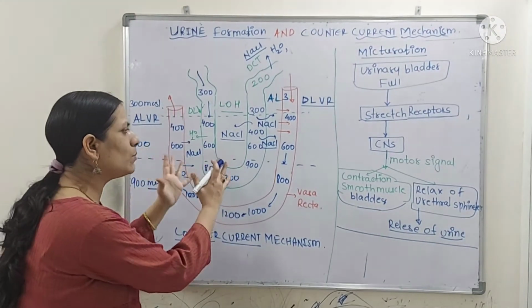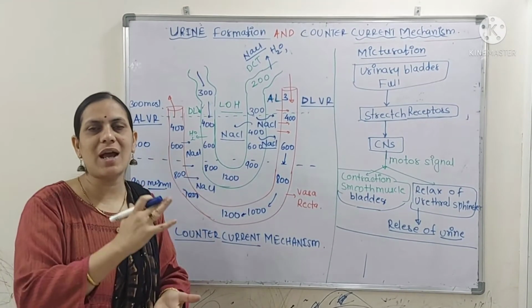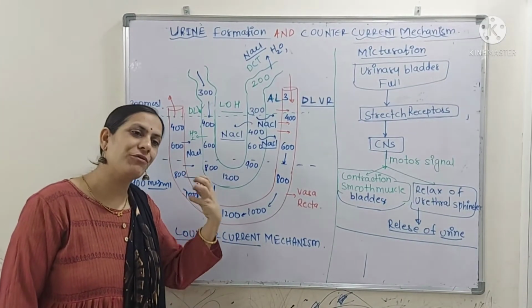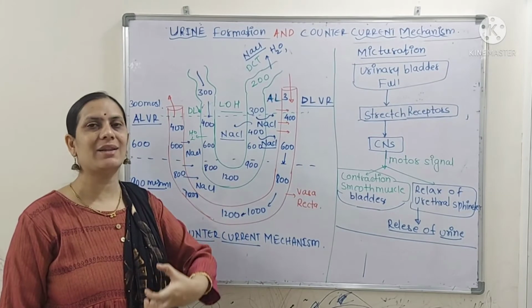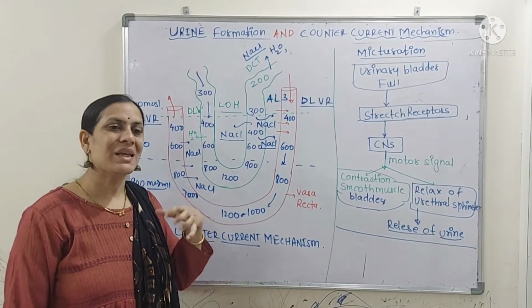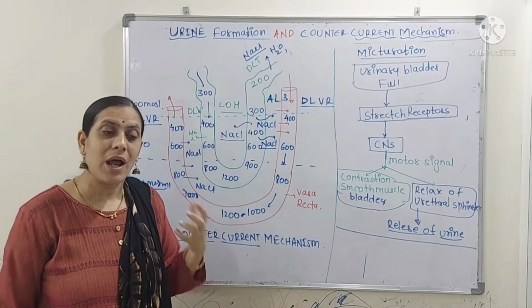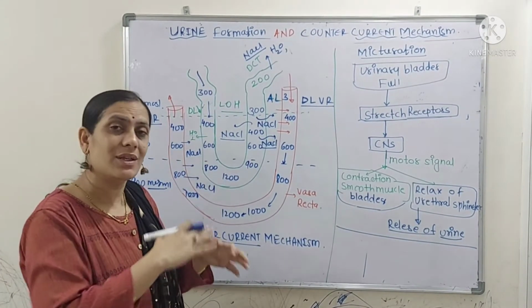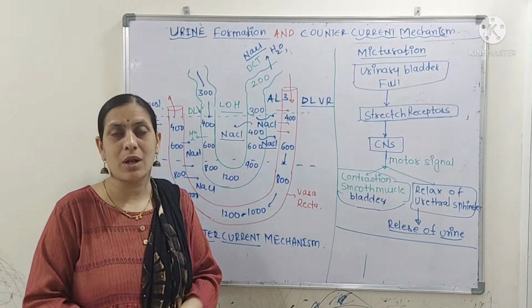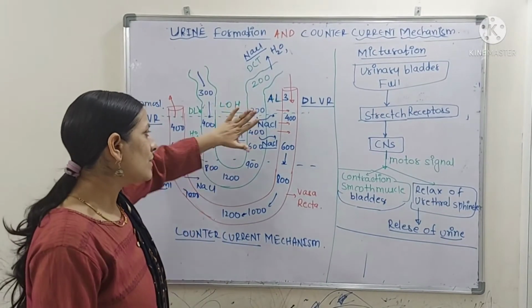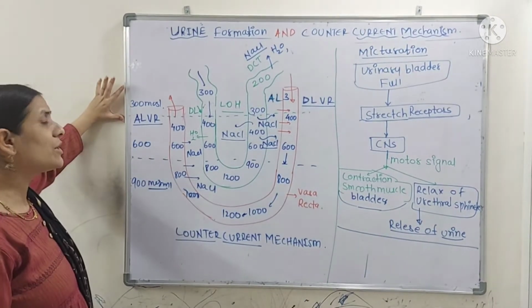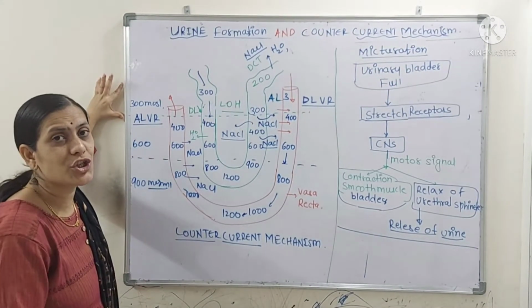So anyhow, in both the vasa recta as well as the loop of Henle, the movement of filtrate in the loop of Henle and the blood in the vasa recta is creating a countercurrent. Both of them are very close to each other, and due to this, a concentration gradient is getting created in the medullary interstitium.